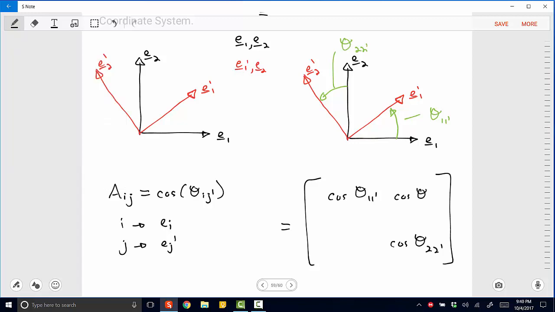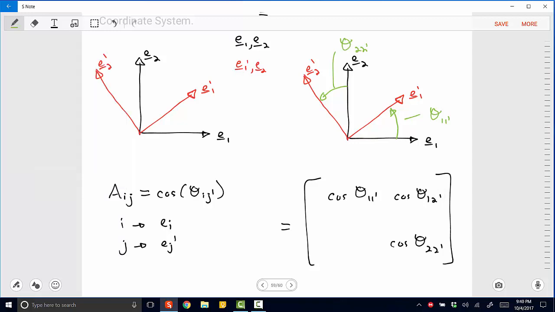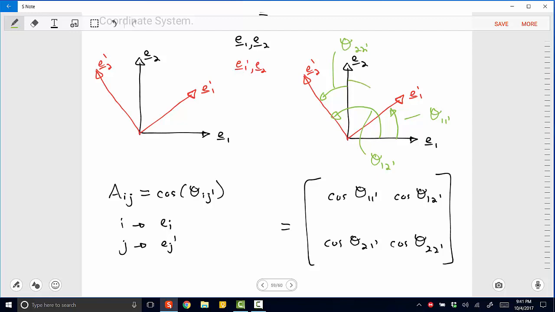All right. What about here? Cosine theta 1, 2 prime. So we go from base vector 1 to our 2 prime base vector. Base vector 1 to 2 prime. Let's draw an arrow for that one. Theta 1, 2 prime. And then our last one, which is cosine of theta 2, 1 prime. So we're starting with our base vector 2, and we're going to 1 prime, theta 2, 1 prime.